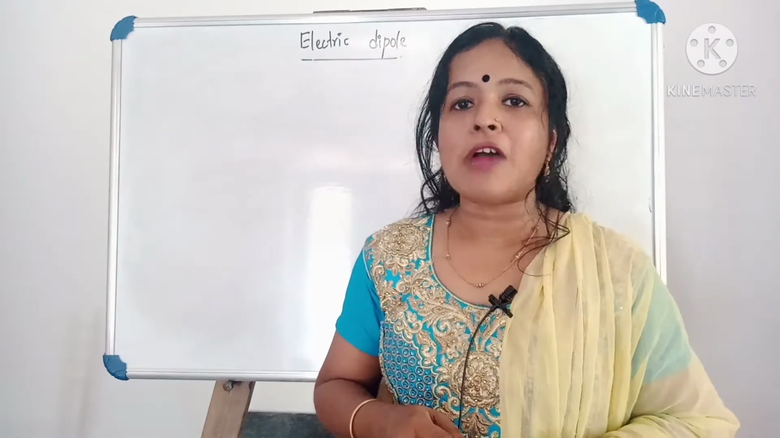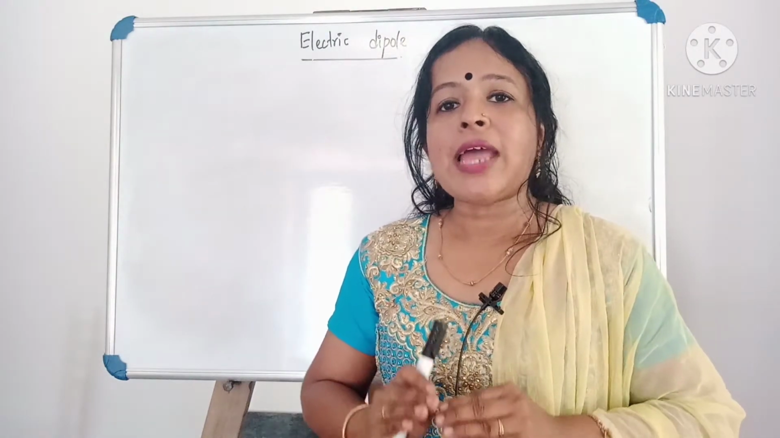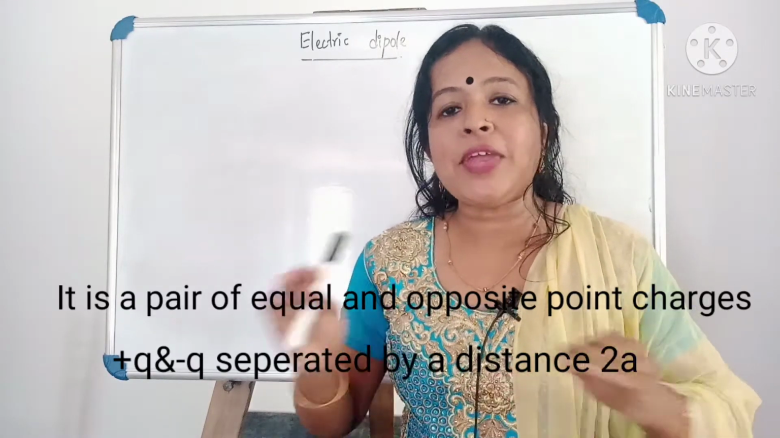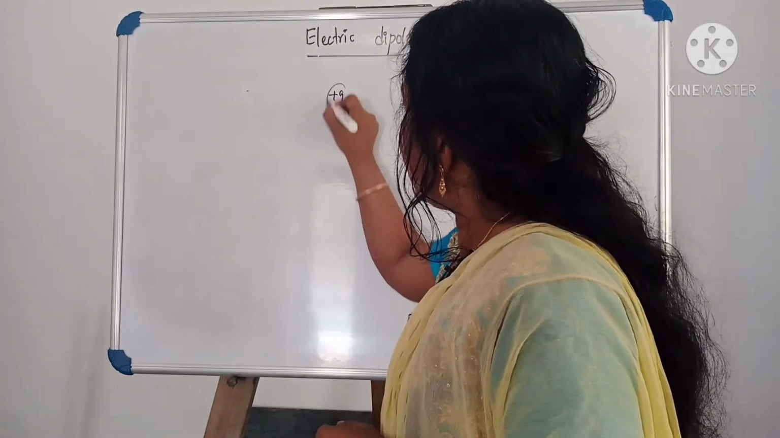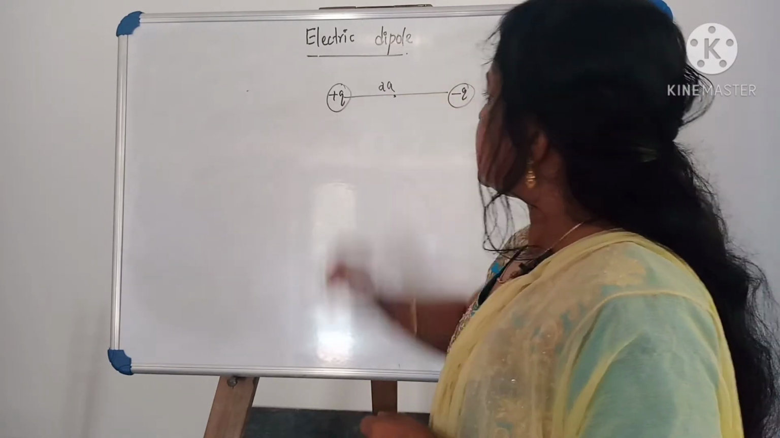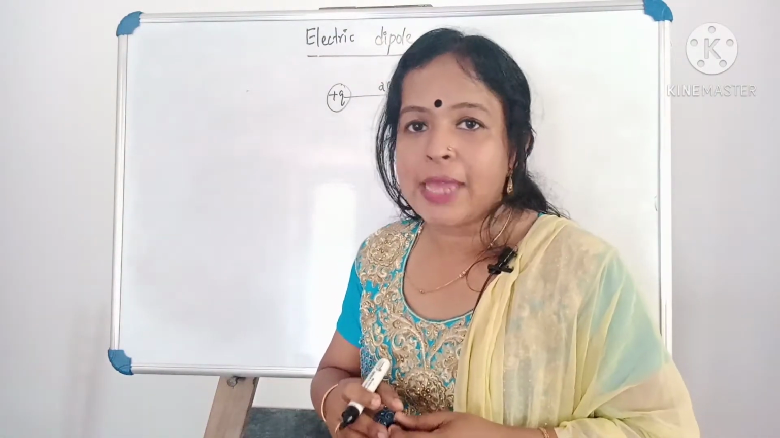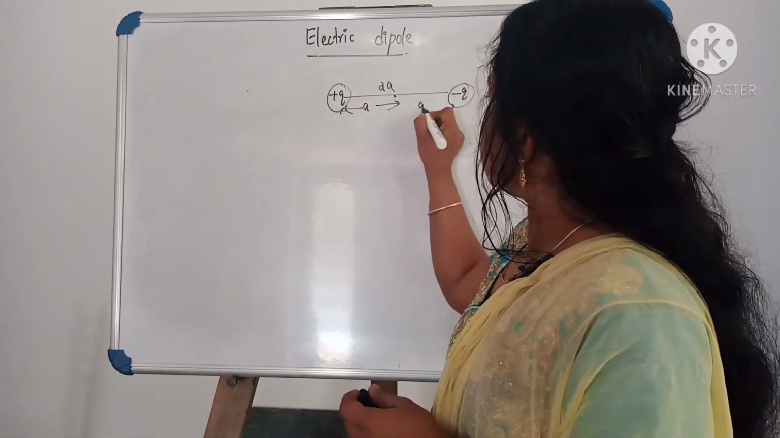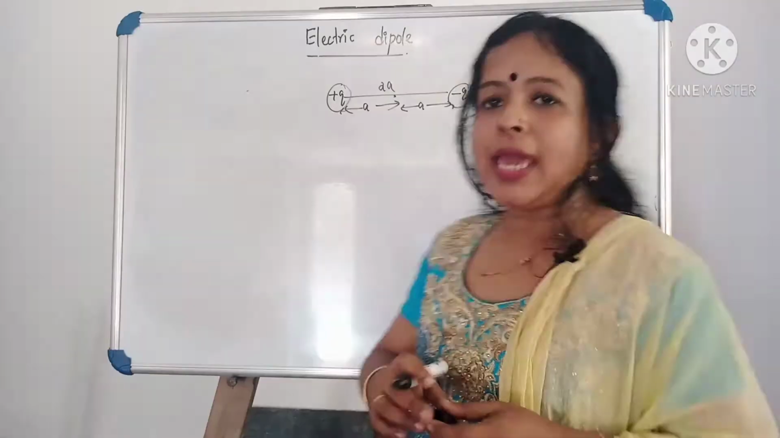And in today's section we have to discuss the concept of electric dipole. An electric dipole is an arrangement of a pair of equal and opposite charges separated by a distance 2a. That is, plus q and minus q, separated by a distance 2a, and this is the center of the dipole. The midpoint of the dipole is known as the center of the dipole. And here we plot a distance a from the center of the dipole to the charge plus q as a, and to the minus q as a.